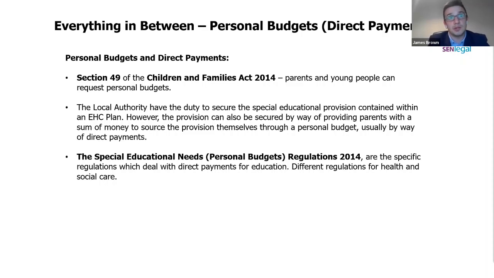And personal budgets are governed by their own regulations. The educational ones are dealt with by the Special Educational Needs Personal Budget Regulations. There are different regulations for healthcare provision and social care provision, for example. So you're already potentially dealing with three different sets of regulations there.